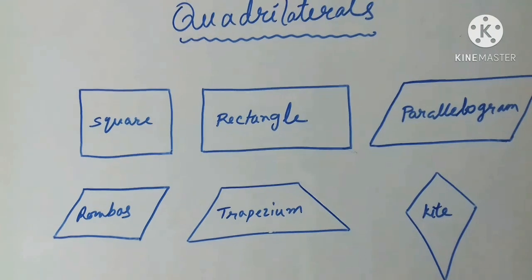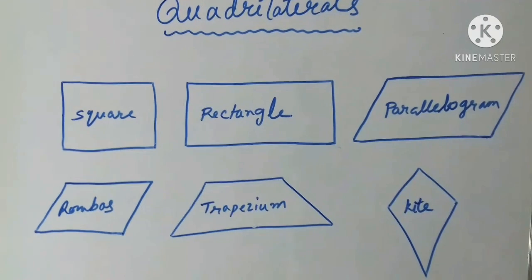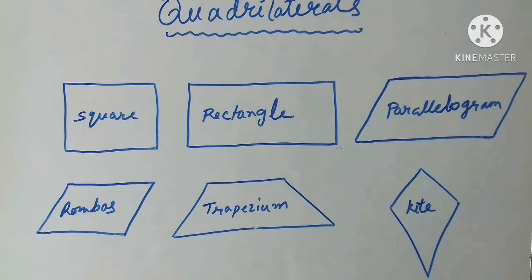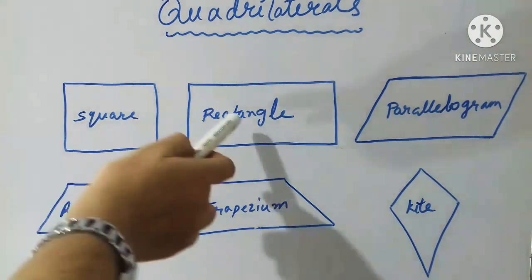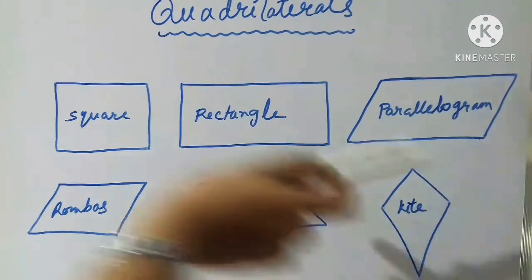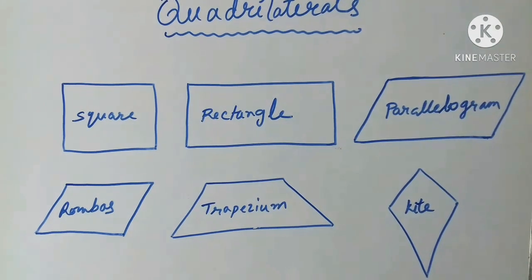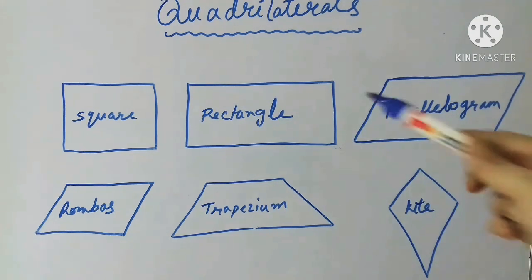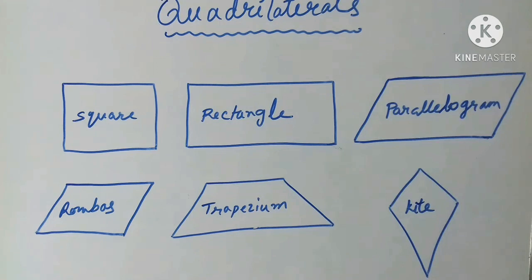Students, let's discuss some types of quadrilaterals. How many types of quadrilaterals are there? Some basic diagrams of quadrilaterals are given here. First is square, then rectangle, then parallelogram, rhombus, trapezium and kite. We are going to discuss these in detail now. These are all quadrilaterals, meaning they all have four sides, but there are some basic differences between these shapes.